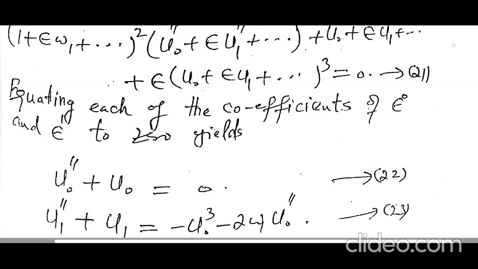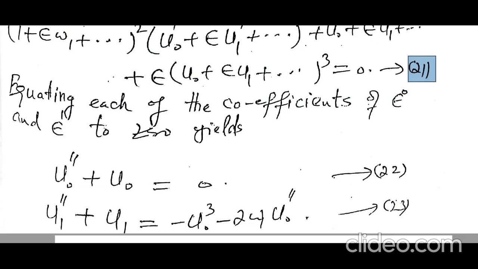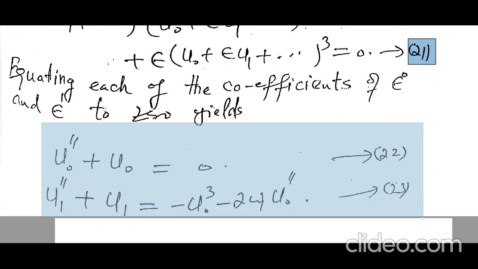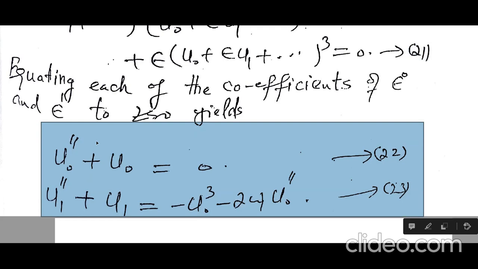Now equating the coefficients of epsilon power 0 and epsilon power 1 from equation number 21, we get the following two second order ordinary differential equations in u0 and u1, which are given by equation number 22 and equation number 23. u0 double prime plus u0 equal to 0, u1 double prime plus u1 equal to minus u0 cube minus 2 omega 1 u0 double prime.